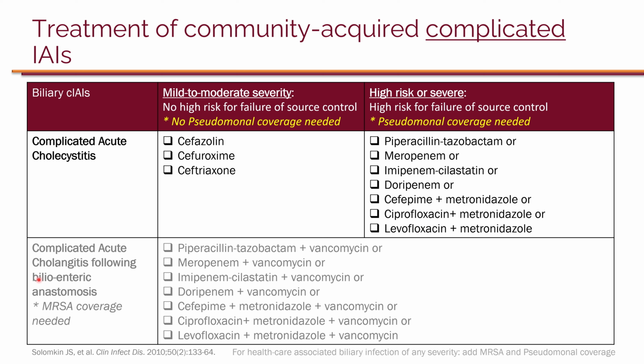When it comes to treatment of complicated cholangitis following bilioenteric anastomosis, one thing that's different is that it doesn't matter if it's mild to moderate or high risk. Essentially, all patients need to have Pseudomonal coverage, but also they need MRSA coverage. So vancomycin should be added to any of these agents.